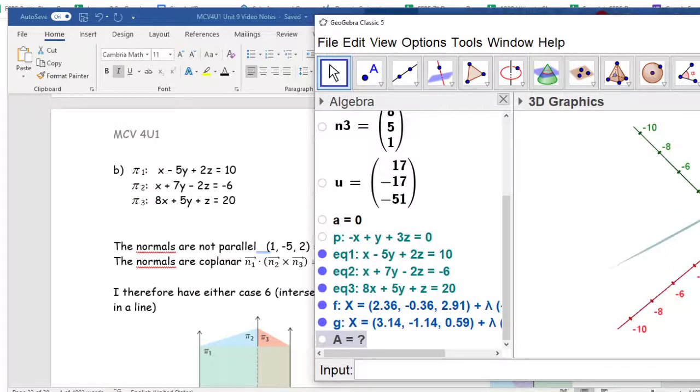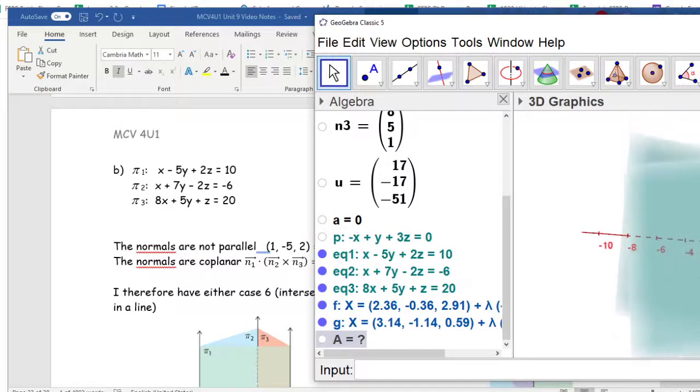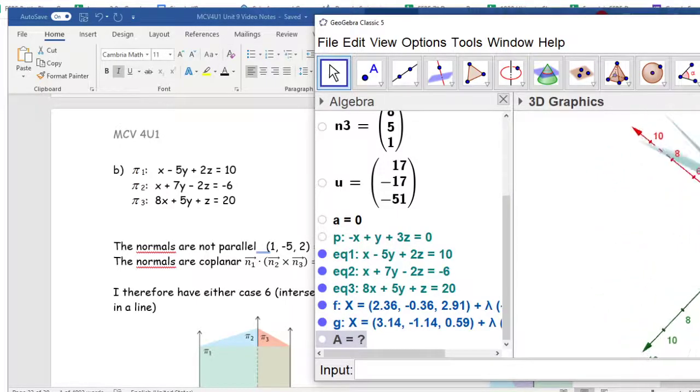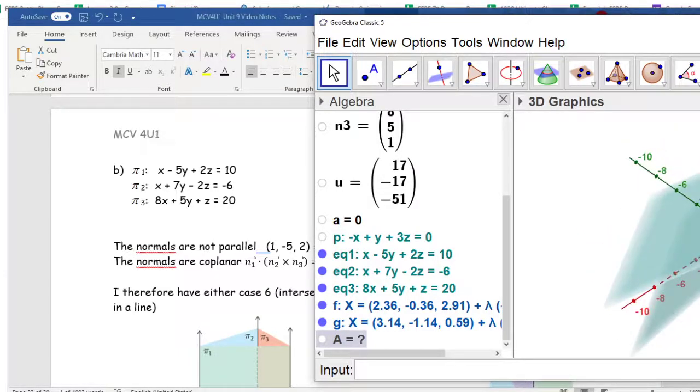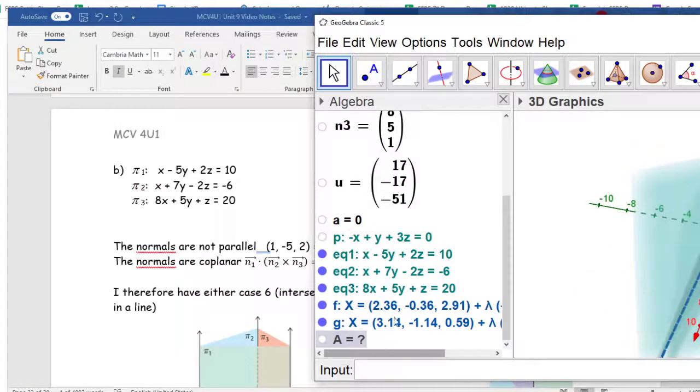You can imagine looking at it straight down, and you can see all three of them like a top, right? And so they intersect in a line, and that's the line that it is. Now again, GeoGebra picks points in a kind of unusual way.